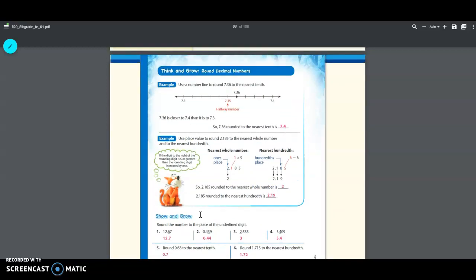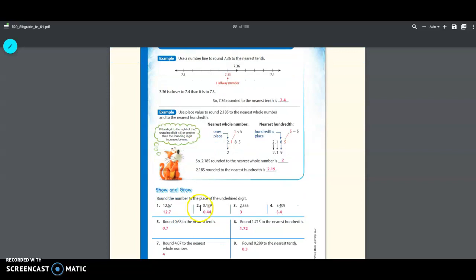Okay, this is now an example just to visually, again, explain the halfway point. I'm going to plot the number down, and then look visually to determine, is it closer to this side or is it closer to this side, knowing that the halfway point is what I'm using to determine if I round up or round down. In this case, 7.36, or 7 and 36 hundredths, is going to be closer to 7 and 4 tenths than it's going to be to 7 and 3 tenths.